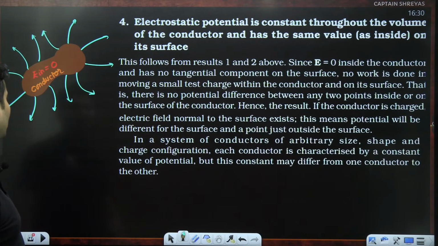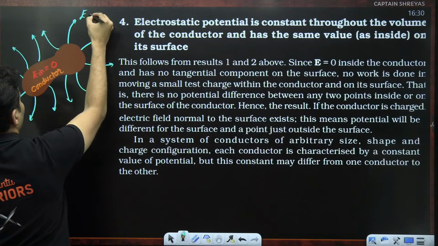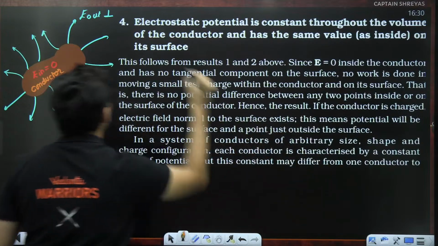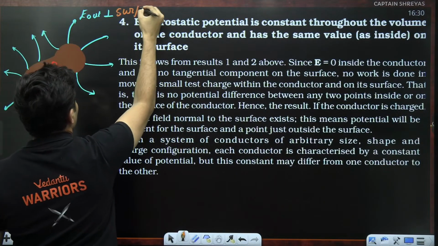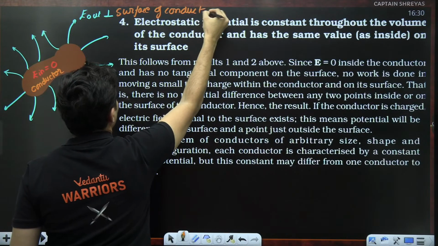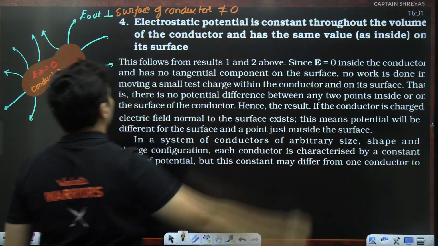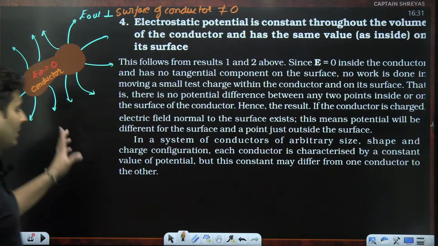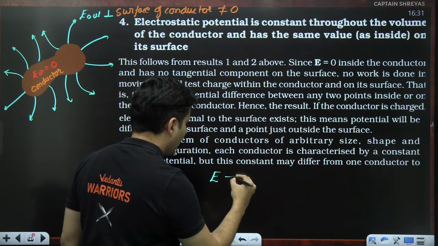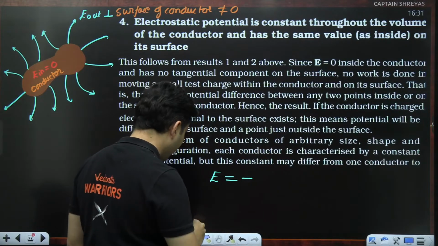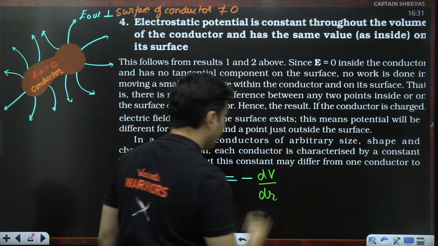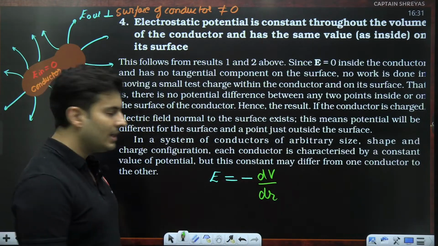And they are perpendicular to the surface. The electric field outside is perpendicular to the surface of our conductor. We have seen that already before, and it is not 0, 100%. Now we also know the relation between electric field and electric potential. Electric field is minus, if you remember, dV by dr.